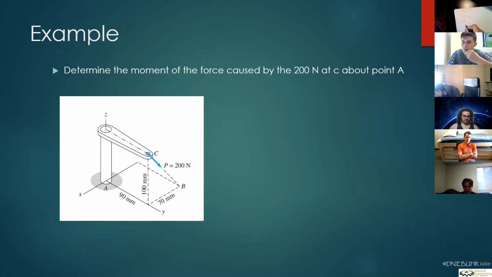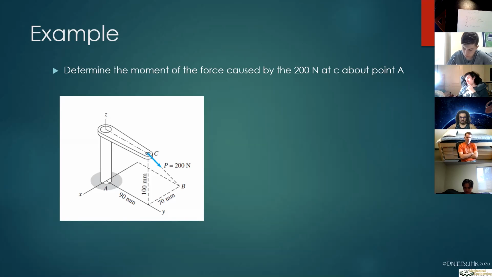So if we find this R vector, this is point A, and this is point C. So RC relative to A is just equal to 0I plus 90J plus 100K. And all I did was go from A to C. I just made that vector there. And then with my force vector, the force is actually at P, but it doesn't matter, it equals 200 newtons. So I know that F equals 200 newtons times whatever that unit vector is.